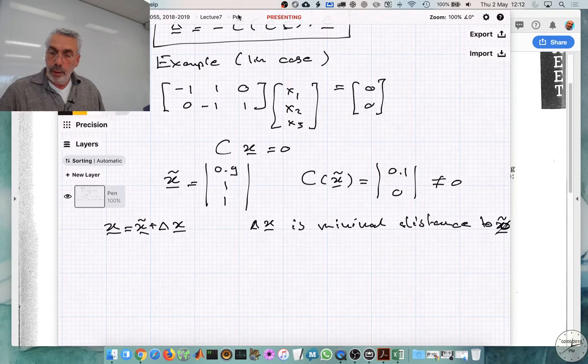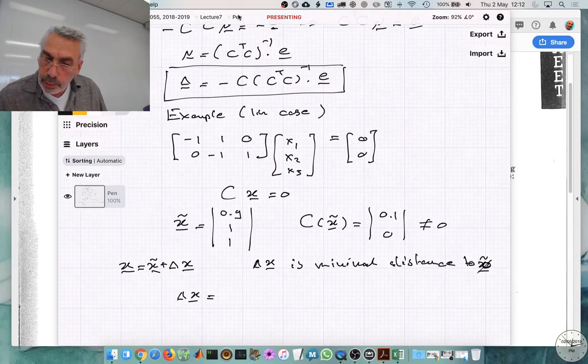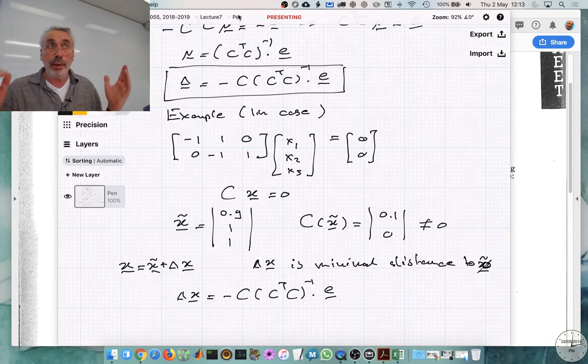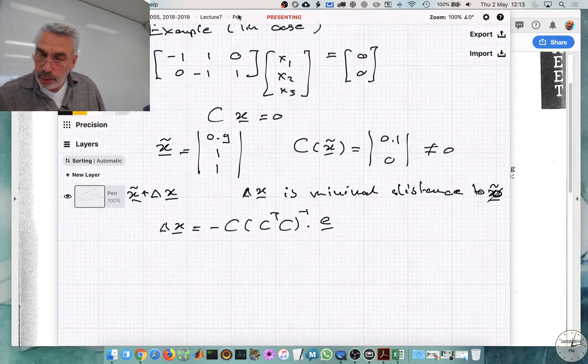Okay. Well, the answer was, of course, in our solution which we wrote. We have to form this solution. Delta x is apparently, what was it? Minus, was there a minus sign? Yeah. Minus C transpose times (C C transpose) to the power minus 1 times E. So that's apparently the answer. So let's calculate the thing.